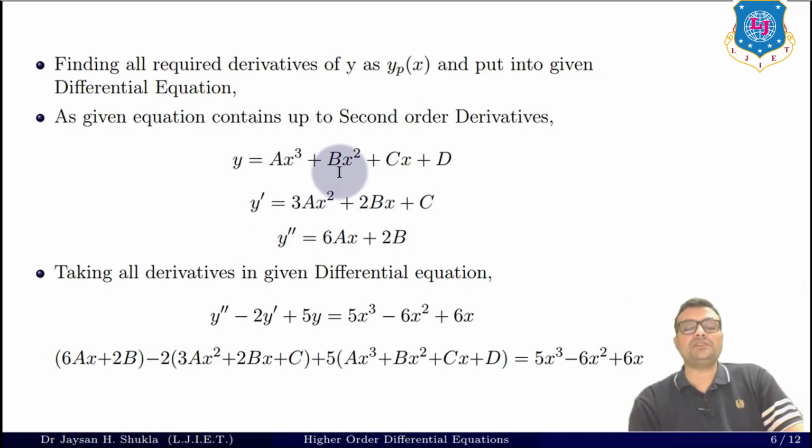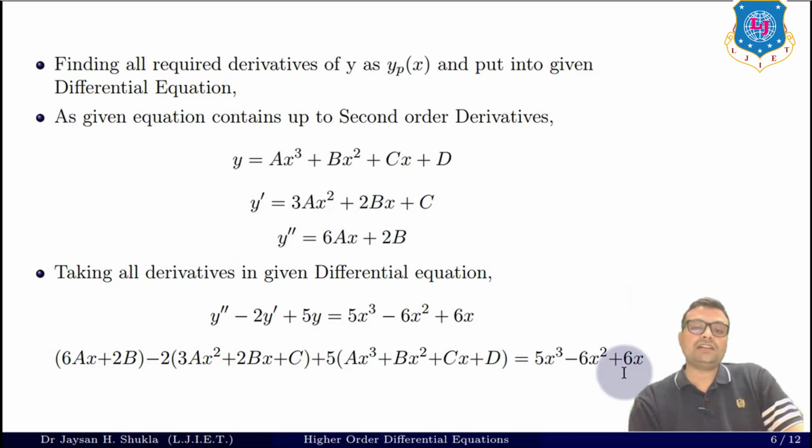y is ax cube plus bx square plus cx plus d. Taking its derivative will give me 3ax square plus 2bx plus c, and y double dash as 6ax plus 2b. Now, substituting y dash and y double dash into the left hand side of the differential equation, it will give me 6ax plus 2b, that is the value of y double dash, minus 2y dash, that is 3ax square plus 2bx plus c, plus 5 times y, ax cube plus bx square plus cx plus d, equal to the right hand side of the equation.